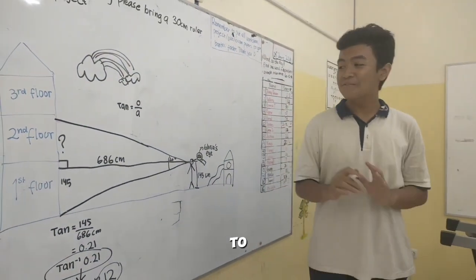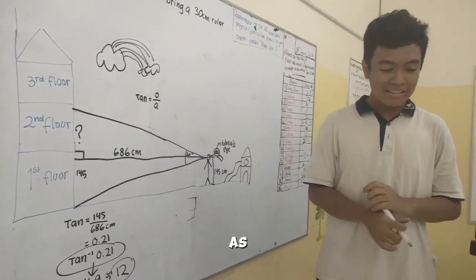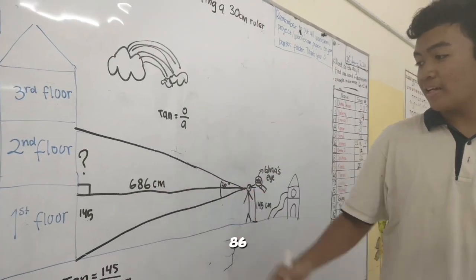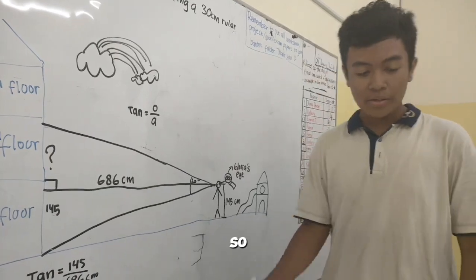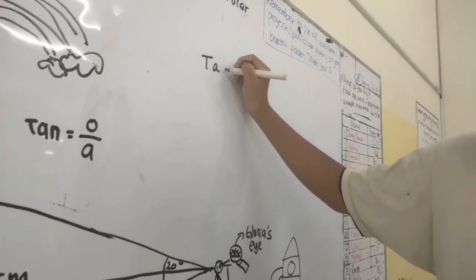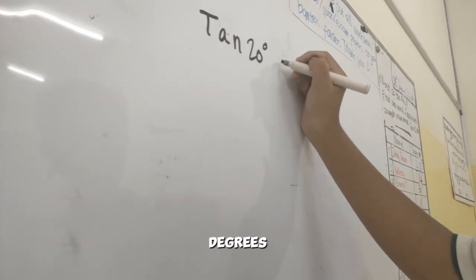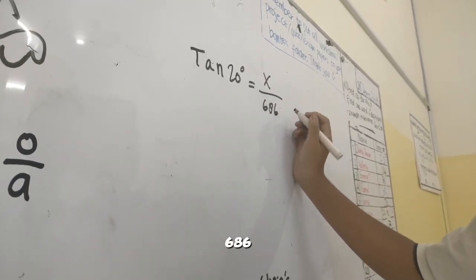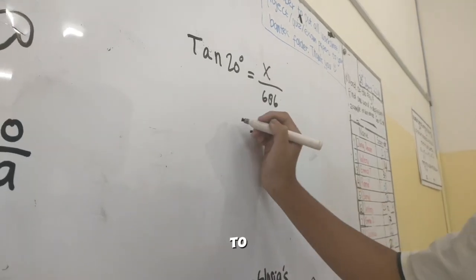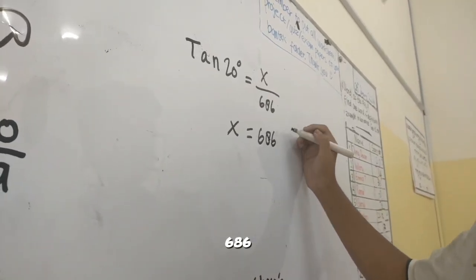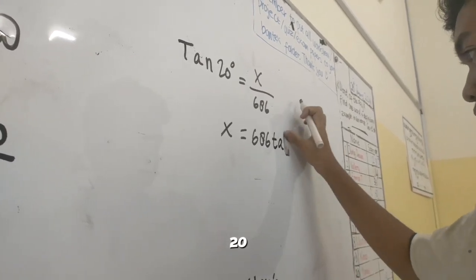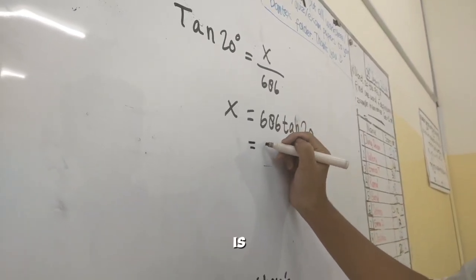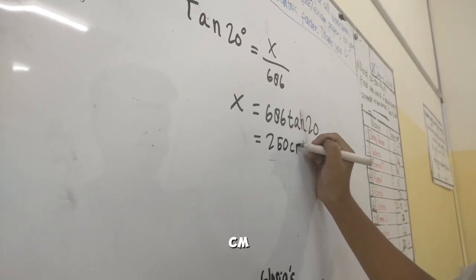Okay, next we need to find the missing side. As we said, he already found out the distance from Gloria to this is 686, and he also already found out the angle of elevation. So we just need to write tan 20 degrees equals the missing side per 686. Now we just change it to x. 686 times tan 20, and we got the answer is 250 centimeters.